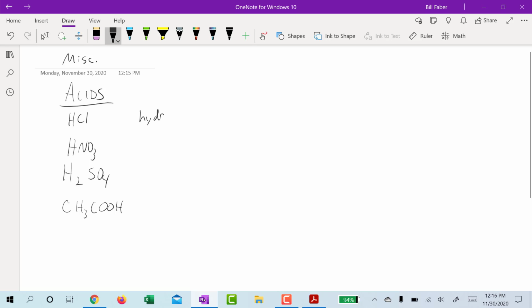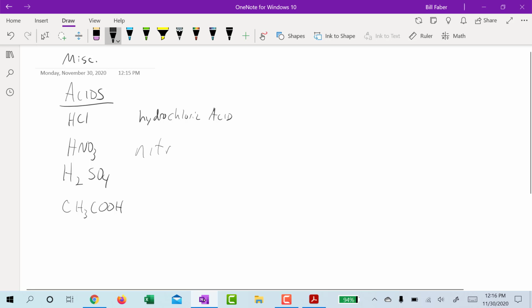This is hydrochloric acid. You've heard of that before. You should know it. This is nitric acid. Okay. This is sulfuric acid. And then this is acetic acid. And you'll learn later about strong and weak acids. These are strong acids. This is a weak acid. This is actually 5% solution of acetic acid is vinegar.